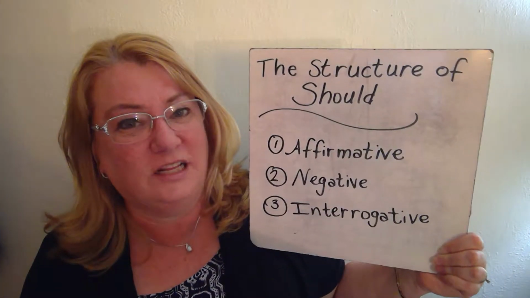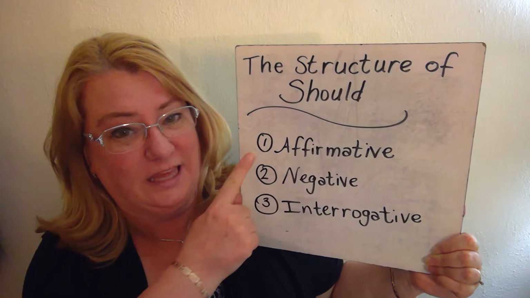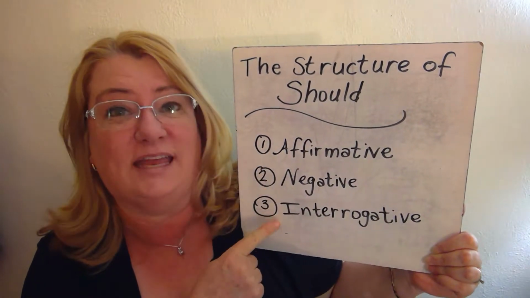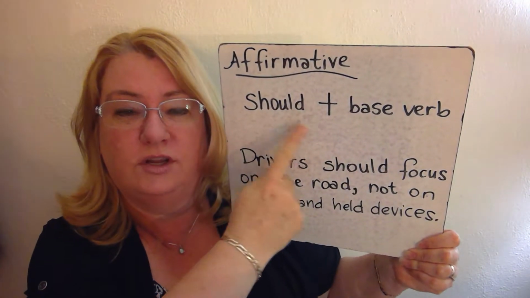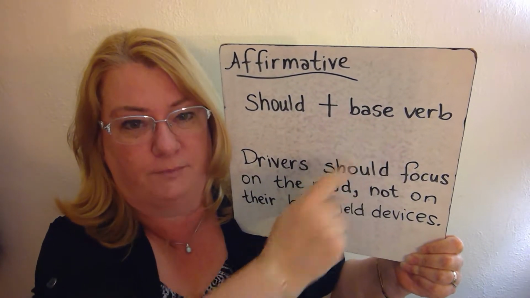In this lesson, we're going to look at the structure of should in the affirmative, in the negative, and in the interrogative. So let's see. In the affirmative, we have our structure of should plus the base verb.